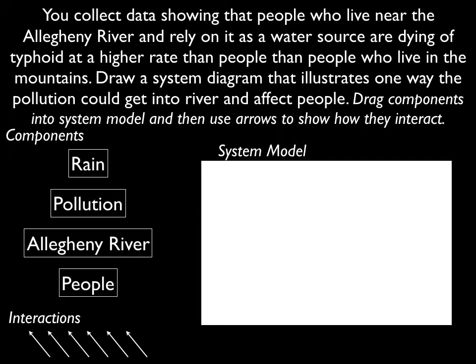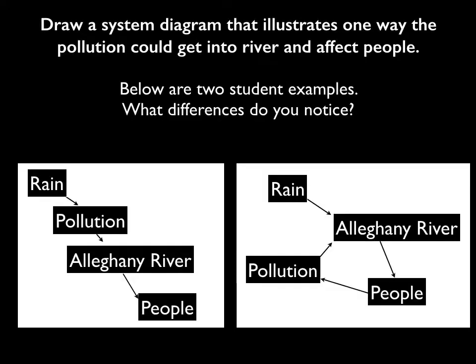So I'd like you to draw a system diagram that illustrates one way that pollution could get into the river and affect people. Like many system model computer programs, you might drag these different words onto your system model and use some arrows to show the relationships between them. So go ahead and do that on a piece of paper in front of you, and let's see what you've come up with. Like many of our assessment tasks, what brings them into the instructional domain is when we bring in that comparison between different student responses.